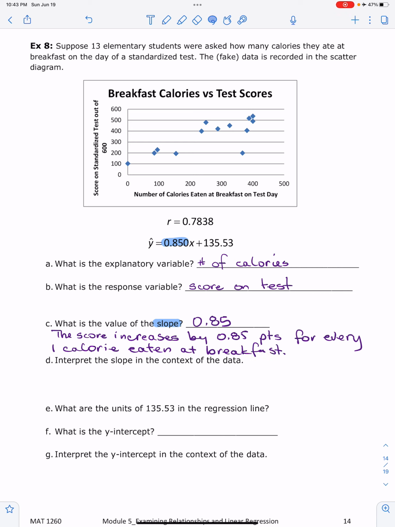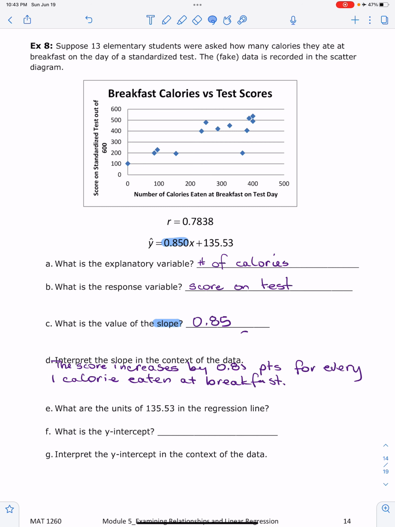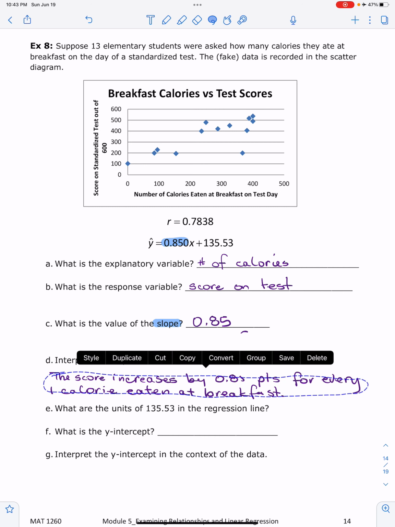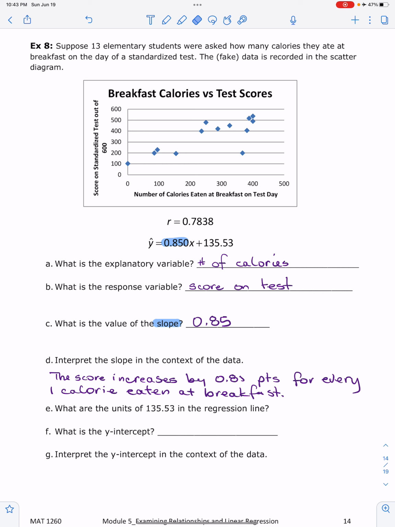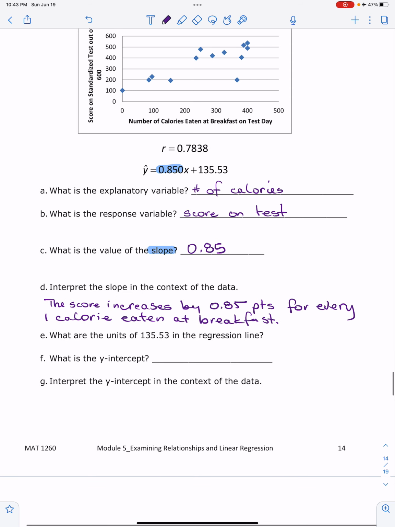And I just answered this in the wrong place, so magic of technology. And I'll fix that. There we go. What are the units of 135.53 in the regression line? That is points. Our y-intercept is the 135.53.